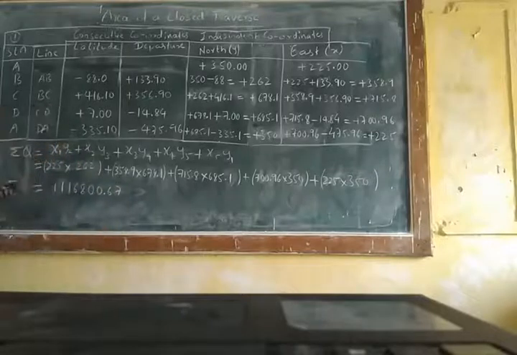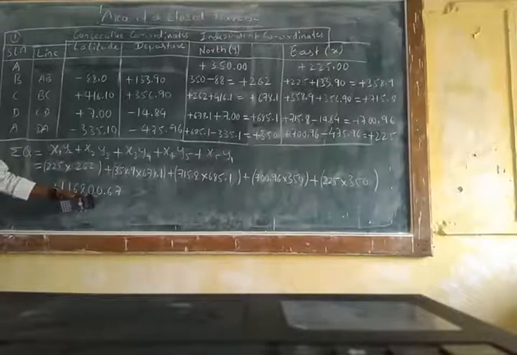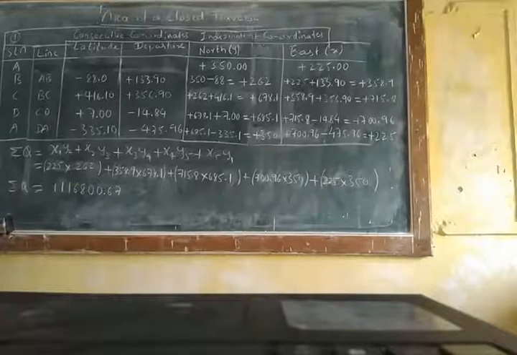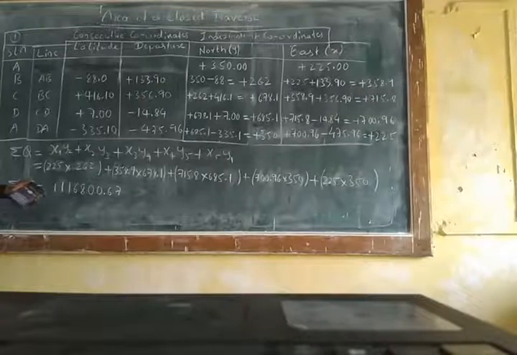1116800.67. So this is the summation of Q. The value of summation of Q is 1116800.67. Keep this in mind. We have recorded the previous value. So this is sigma Q.